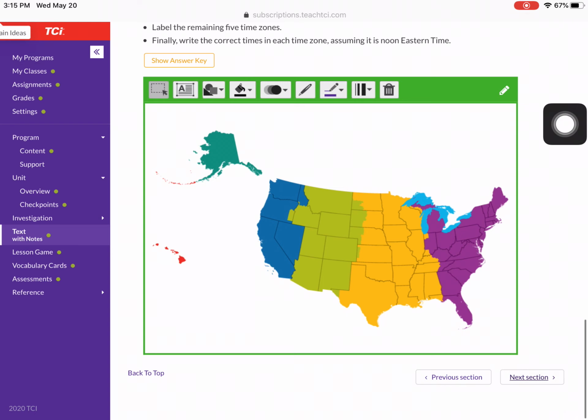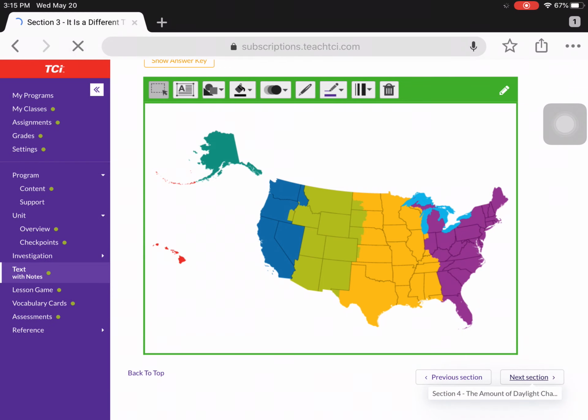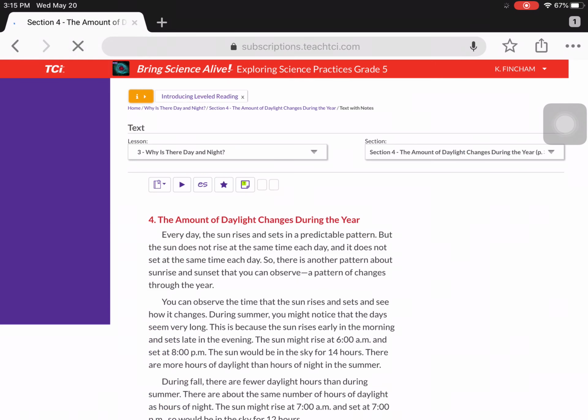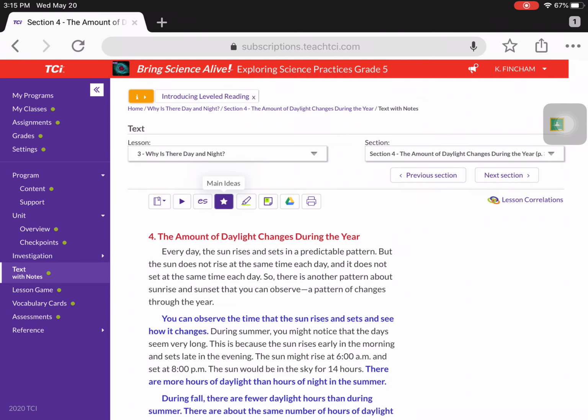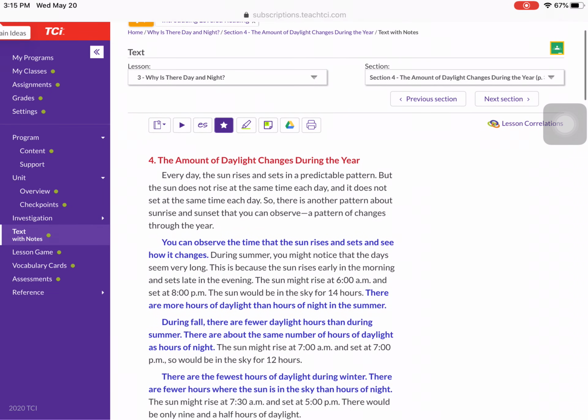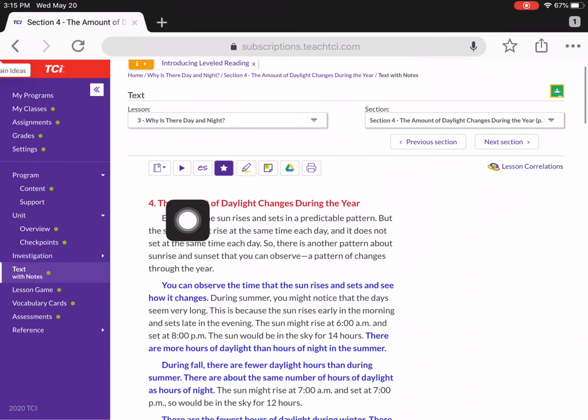And we're going to go to page 300. Again, I'm going to click that main ideas tab. I love that tab. It helps me. I hope it helps you guys as well. And we're going to go to section 4. The amount of daylight changes during the year.